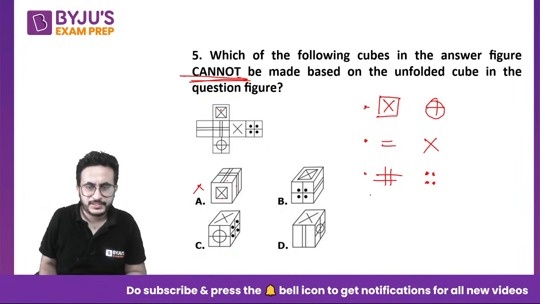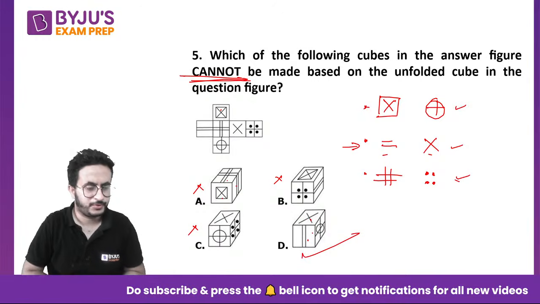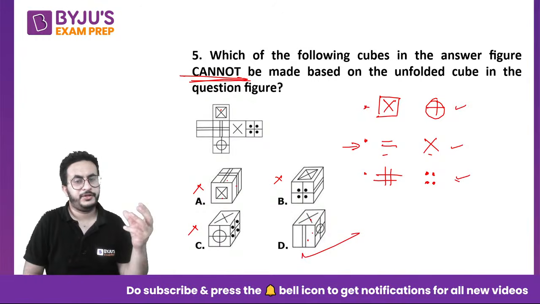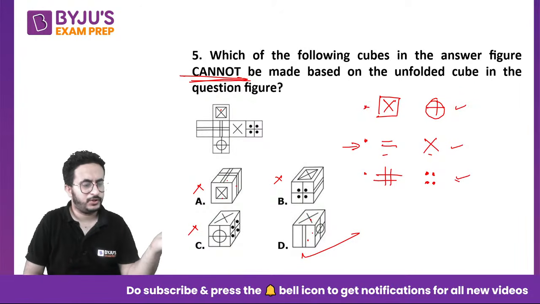Now option B is four dots, parallel line and this cross. B is also possible. C is that circle, plain cross and four dots. So C is also possible. D, if we see, D is saying, so that should be the answer, right? Cross and these parallel lines cannot be seen together, but they are seen together in this image. So that is not possible.